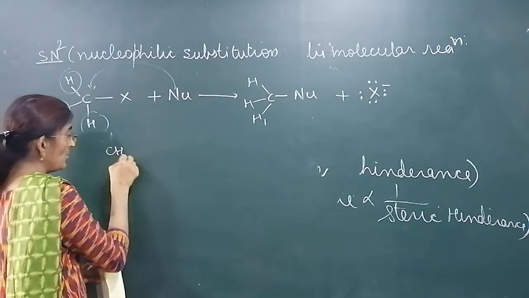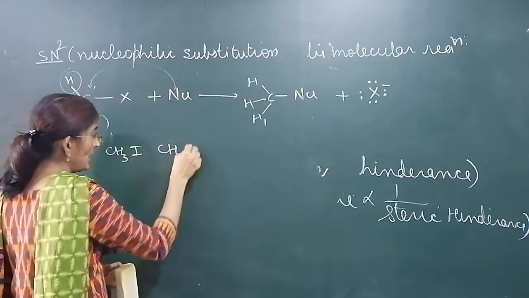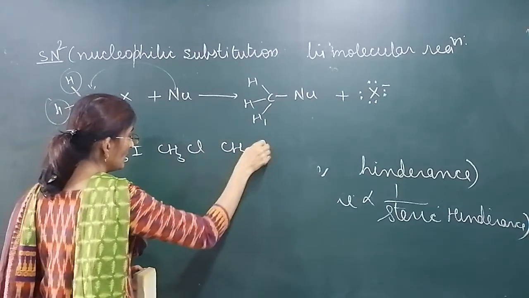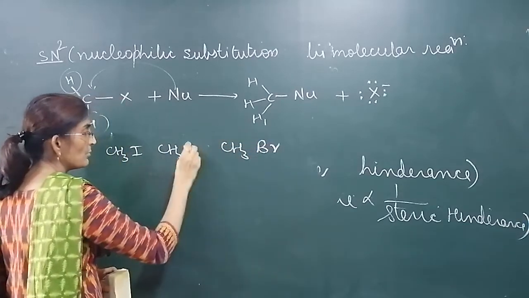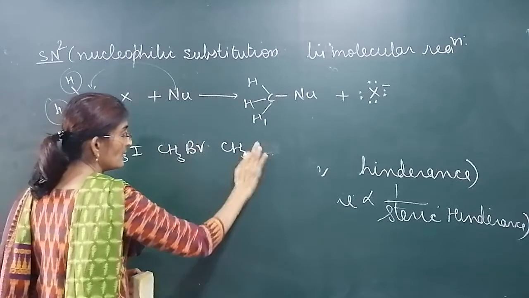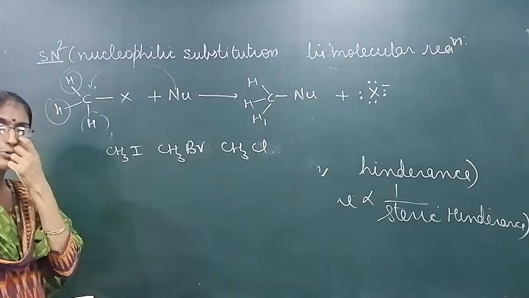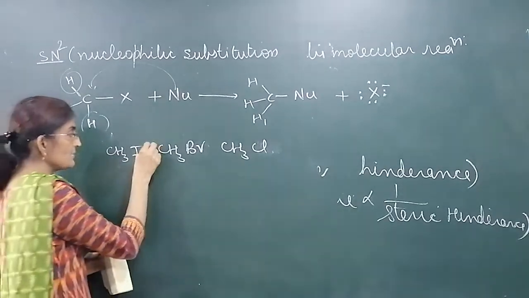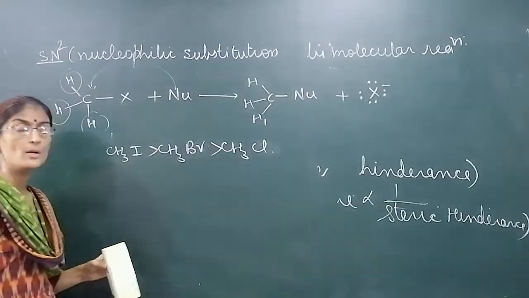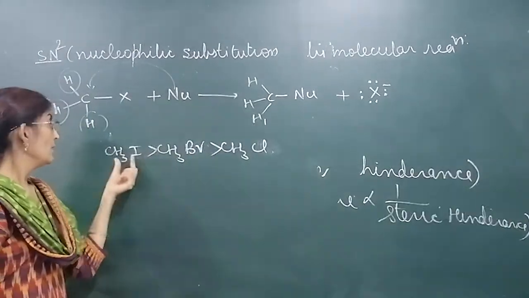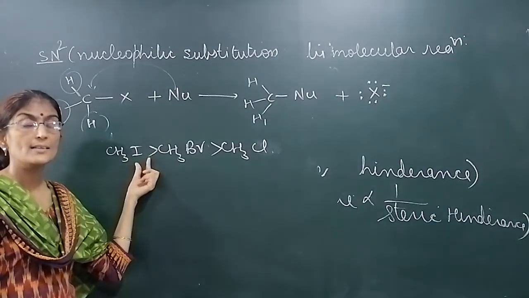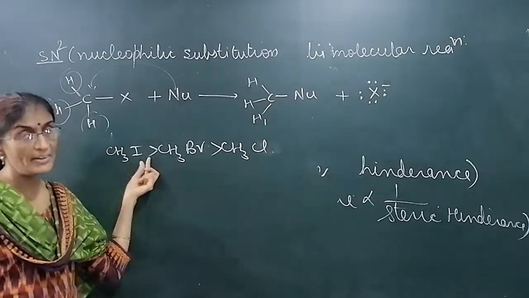Now in alkyl halide compounds, methyl halides. Suppose we have methyl iodide, then methyl chloride, then methyl bromide. Suppose we write bromide first, then iodide, chloride. Out of these three, which is most reactive toward SN2? This time also it is methyl iodide, then methyl bromide. What is the reason? Iodine is bigger in size, so it is a better leaving group.